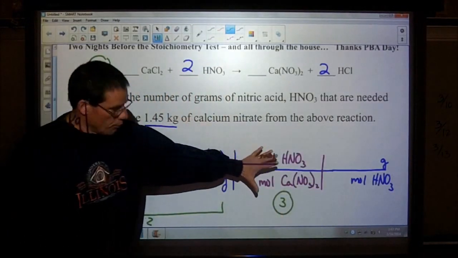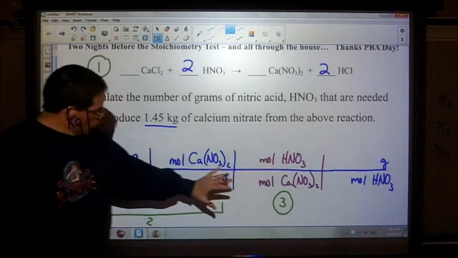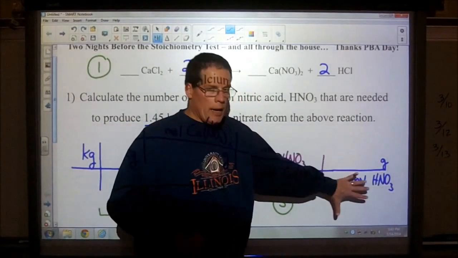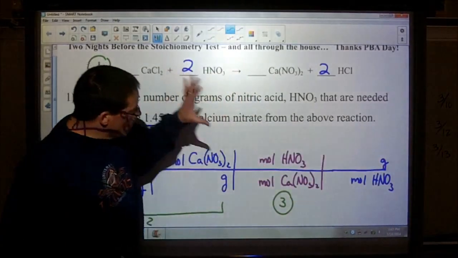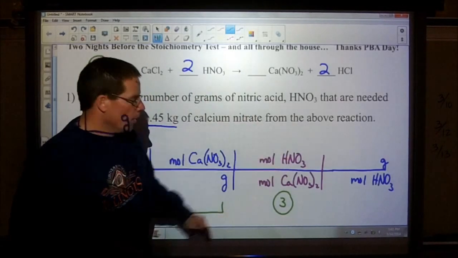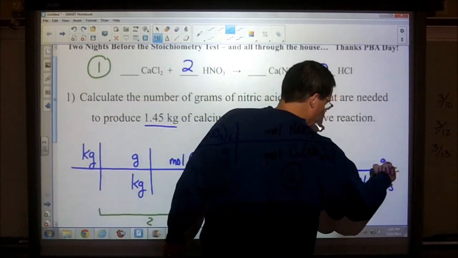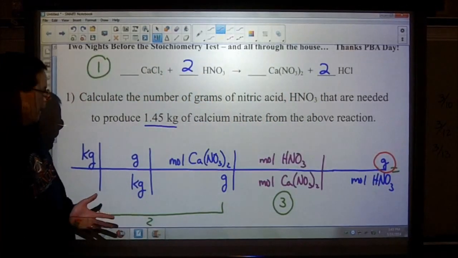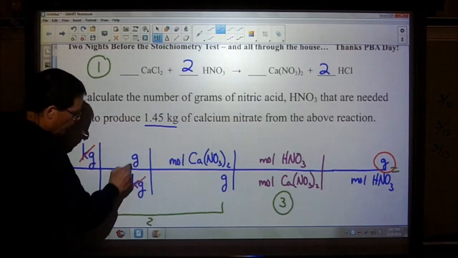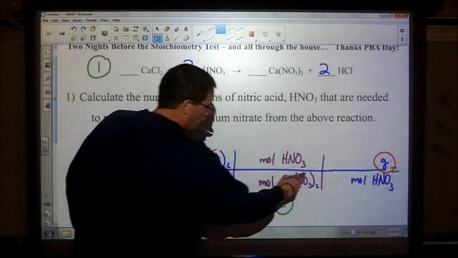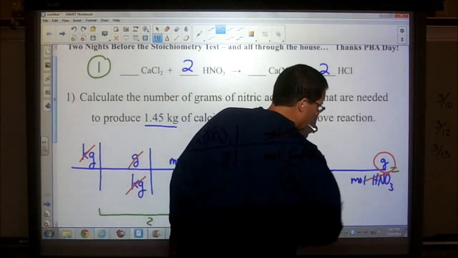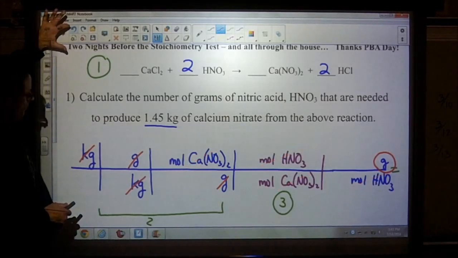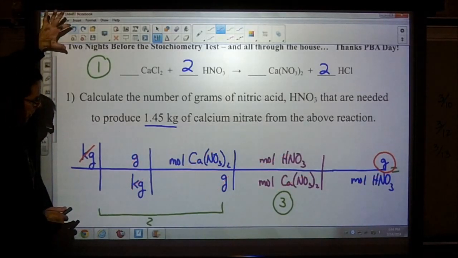You must show step 3 in every single problem. You may not have to show how to get moles in step 1. You may not have to show how to get moles in step 4, but you must show step 3. Okay? So now that we have the unit that we're looking for, in this case grams, all the other units are going to cancel out. The kilograms will cancel out. The grams will cancel out. The moles of calcium nitrate will cancel out. The moles of nitric acid will cancel out. But we can't really get too excited about that just yet until we have some values in there. So let's take those away.